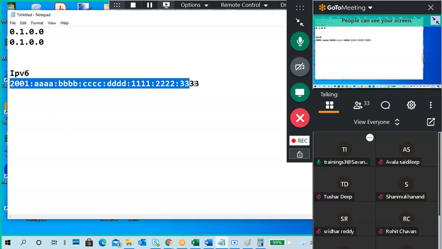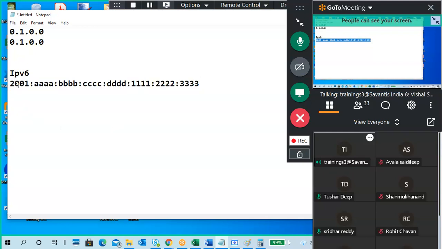How many numbers are there from here to here, irrespective of the colons? This is 4, this is 4, 4 into 8. So totally 32 hexa numbers are there.